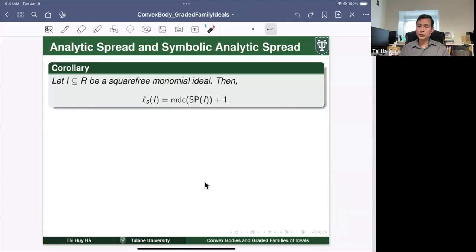And if we restrict to symbolic powers, then as a corollary of our results, we also have that the symbolic analytic spread is one more than the maximum compact dimension of the symbolic polyhedron.